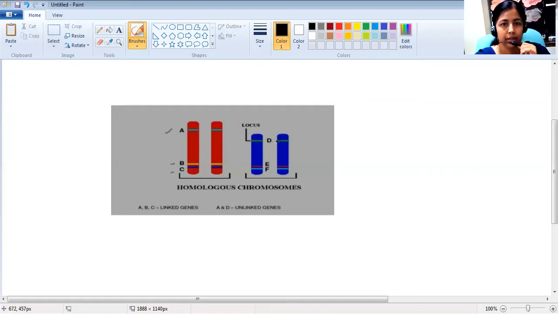But here the loci A and B are not linked to D. B and D are on different chromosomes, so these are not linked, this is an unlinked gene. A and D are unlinked, whereas A, B, C are linked genes. So we call these linked genes, and A and D are unlinked genes, that means they are not on the same chromosome.